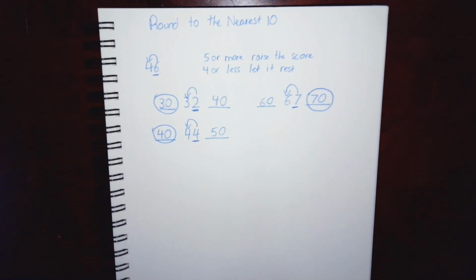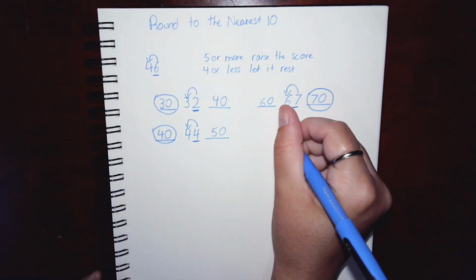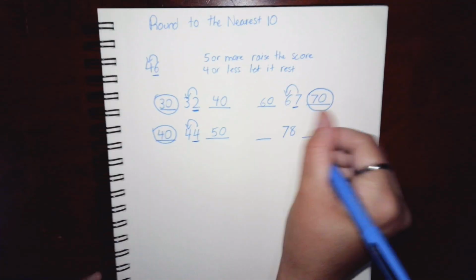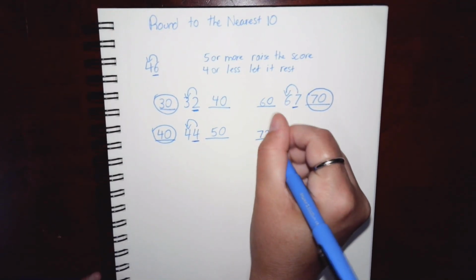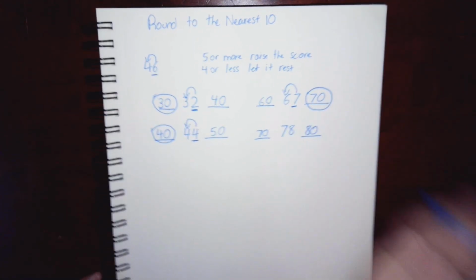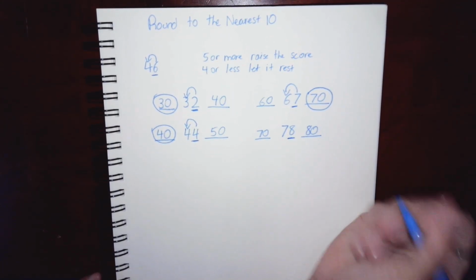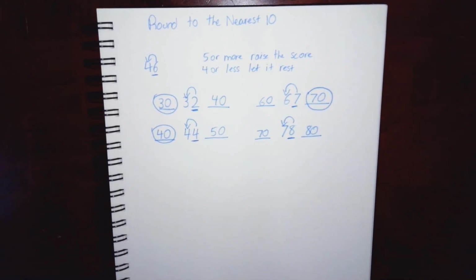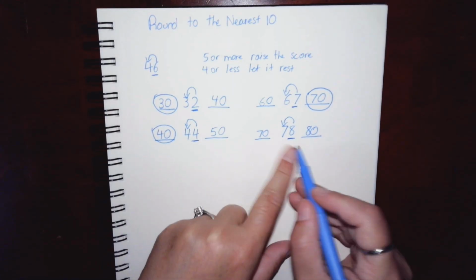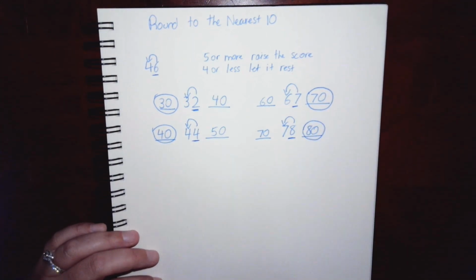Okay, let's do one more together, then I'm going to have you practice a couple. So let's do 78. What decade am I in? If you said 70, you are correct. What is the next decade? That would be 80. I look at my ones place, and my ones has an 8 in it, and that helps me decide what I'm going to do. So if I'm at 78, would I say, am I closer to 70 or am I closer to 80? If you said 80, you are correct.